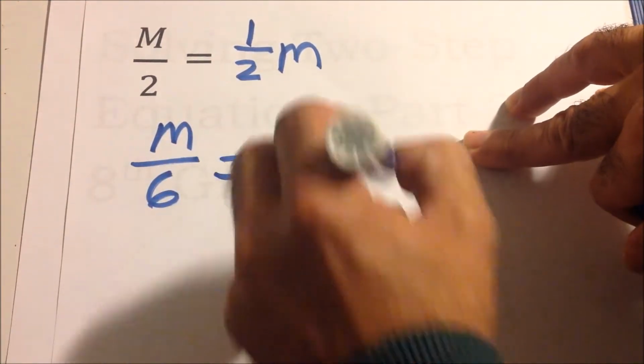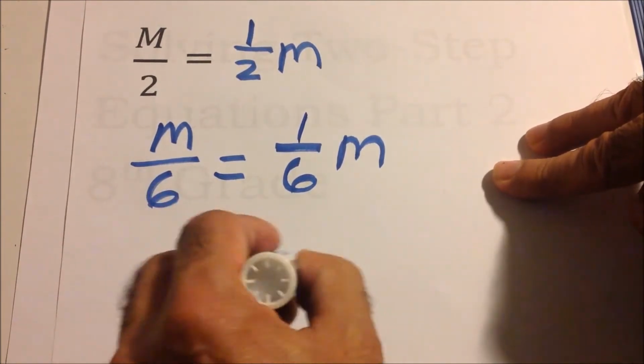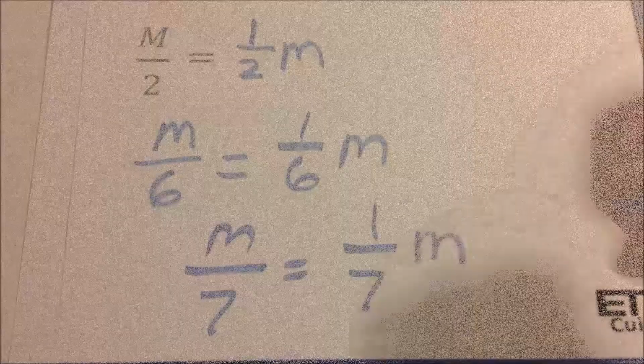1/6 of m. And what if you saw this? 1/7 of m. Okay, let's look at this question.